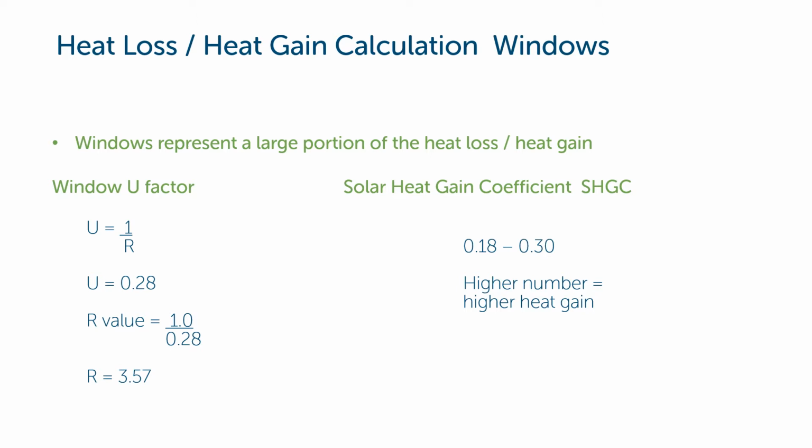Also, another thing to note about windows is the solar heat gain coefficient. The higher the number, the higher the heat gain. So typical solar heat gain coefficients are around 0.18 to 0.30. You can get much higher ones. You can get them up to 0.6, 0.7 if you want to use them for sort of solar tempered design or some passive solar heating. But in most cases, it's about 0.18 to 0.30. Higher number means more heat gain from the sun.